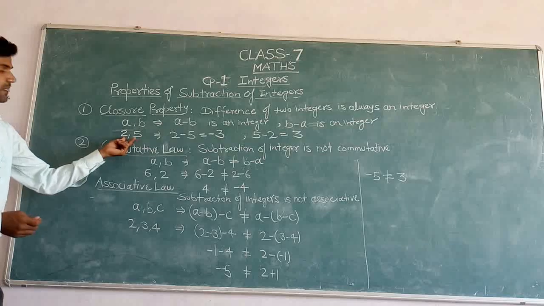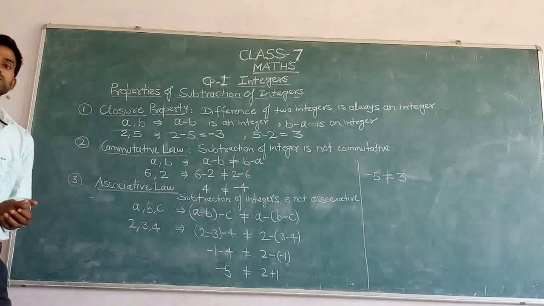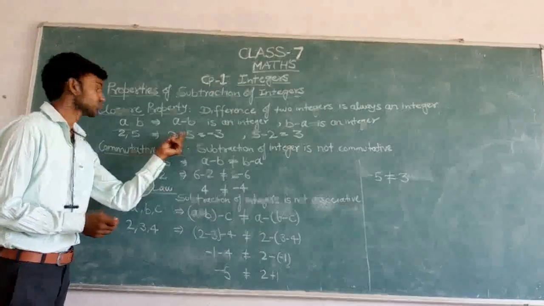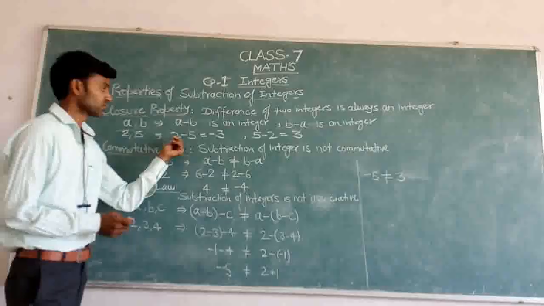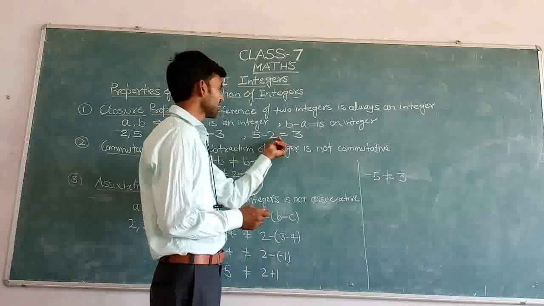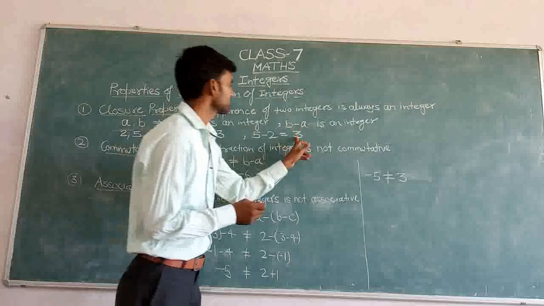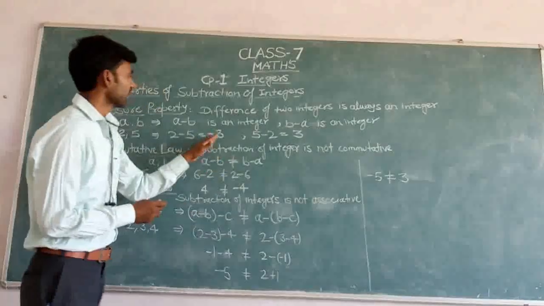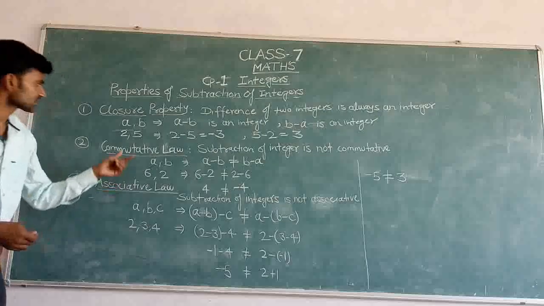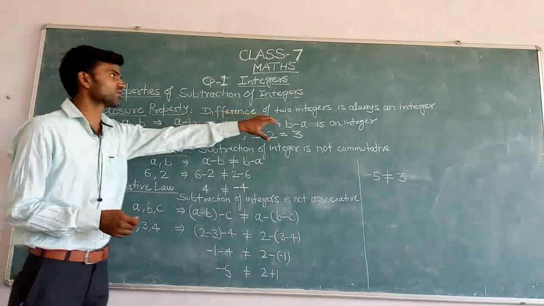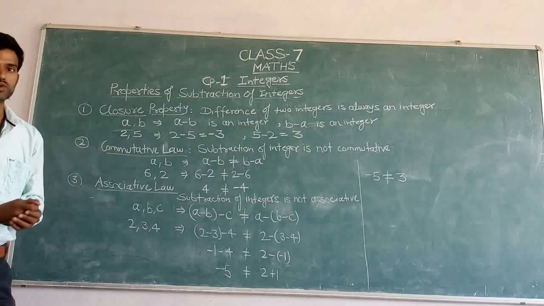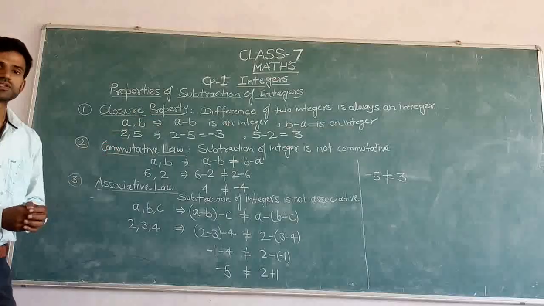For example, here 2 and 5 are two integers. When we subtract 5 from 2, we will get minus 3. Now, when we subtract 2 from 5, we will get plus 3. And minus 3 and plus 3 both are integers. So, the difference of two integers is always an integer, and this is called closure property of subtraction of integers.